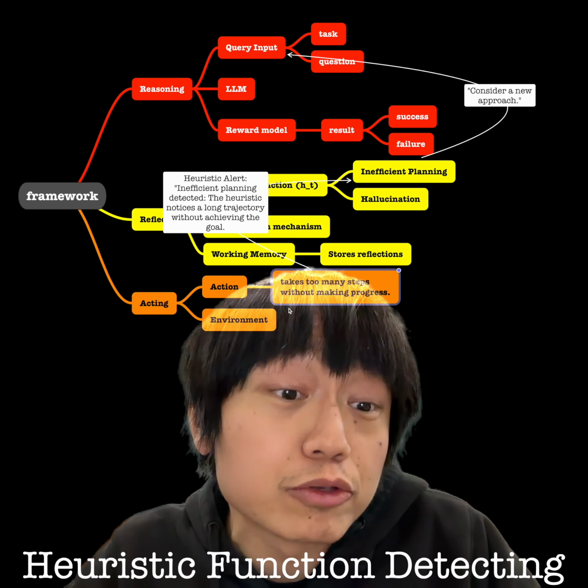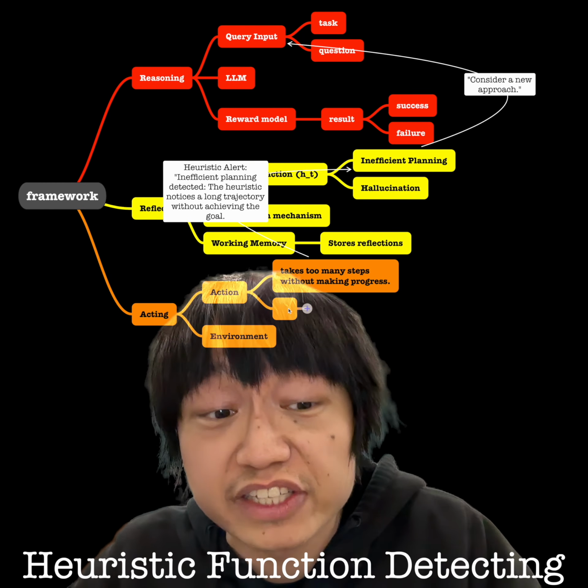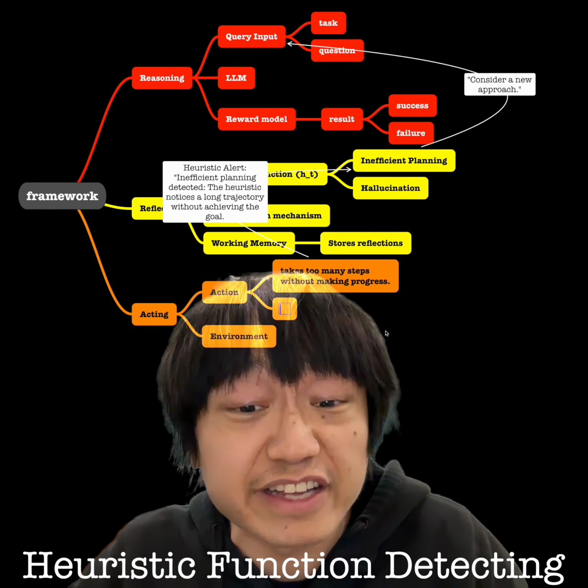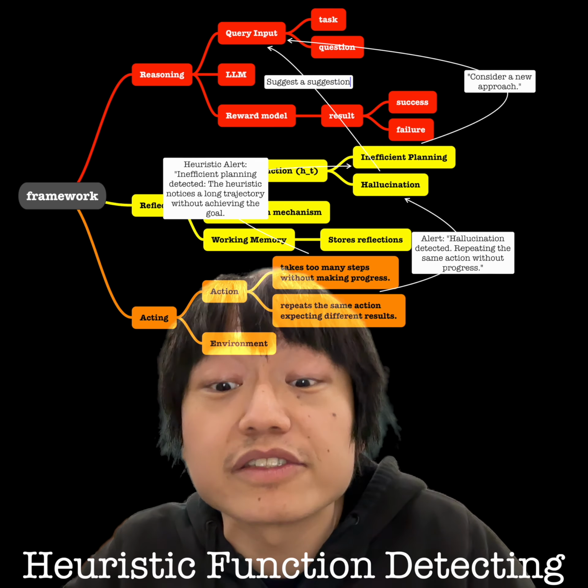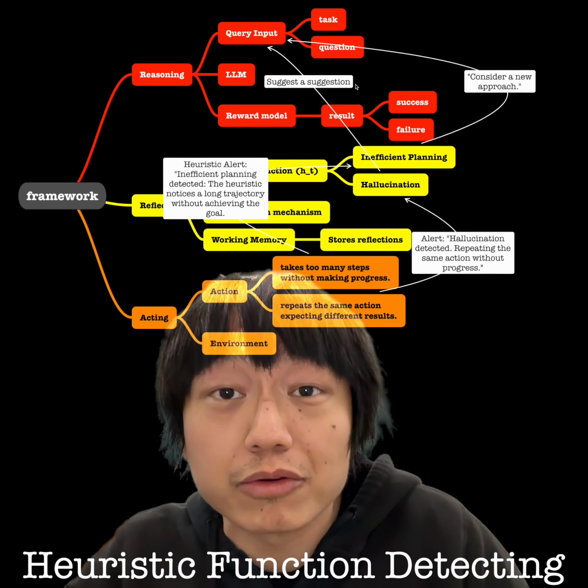The second one is hallucination. The definition is when the agent repeats the same action again, but expects different results. The detection is when the heuristic identifies repeated actions that lead to identical observations. For a concrete example, the action is open the locked chest, but the observation is the chest is locked, which repeats five times. So the heuristic alert is hallucination detected, repeating the same actions without progress.